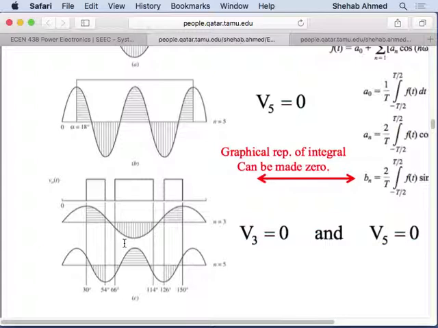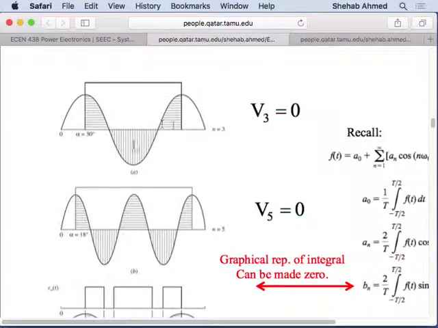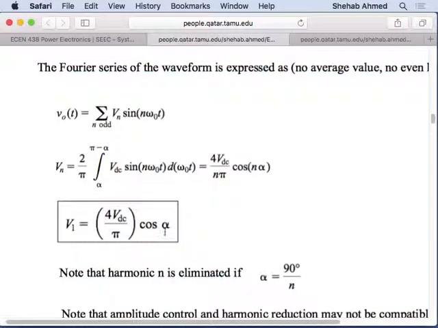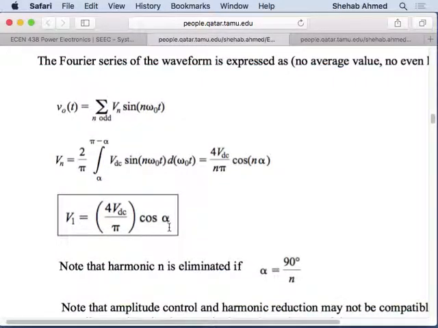Because remember, what we saw here was what? We saw that the value of the fundamental component was being affected by the angle that I was choosing, right? So it was actually decreasing. If I chose alpha equals 30, I canceled the third harmonic, but I decreased my fundamental component, right? Is that good or bad? It's not a good thing, but it's not a bad thing either.